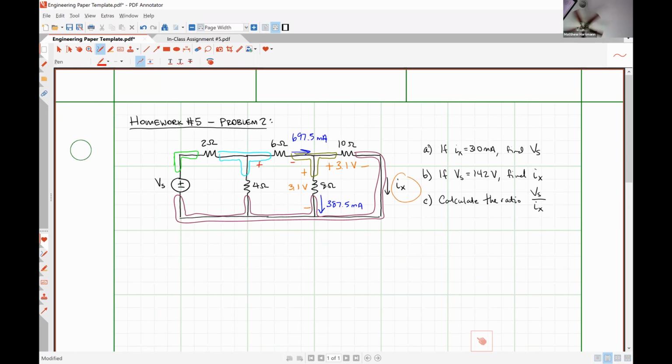697.5 times 6, 4.185 volts. And now we have enough information to find the voltage drop over the 4 ohm resistor. How would we go about doing that?